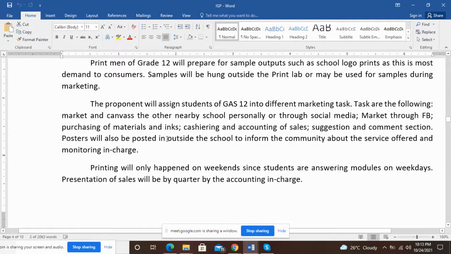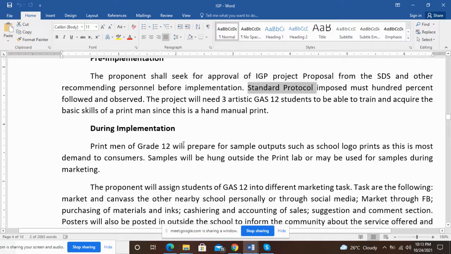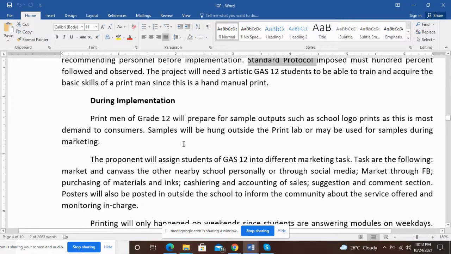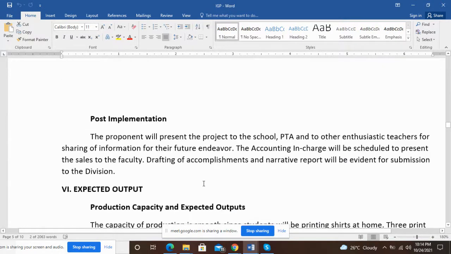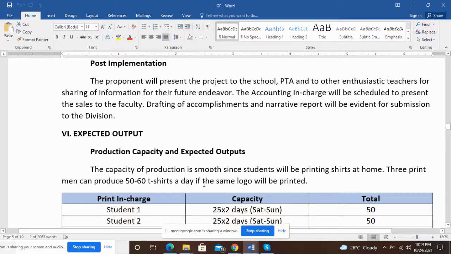Of course, during the implementation, they're gonna have trainings also about how to do the telco printing. Okay, and next we have here the post implementation. We have proponent will present the project.